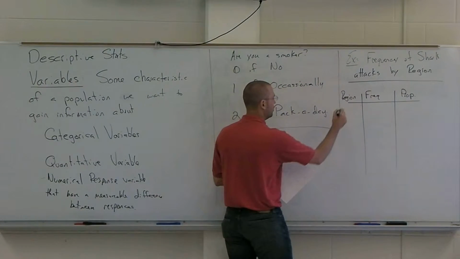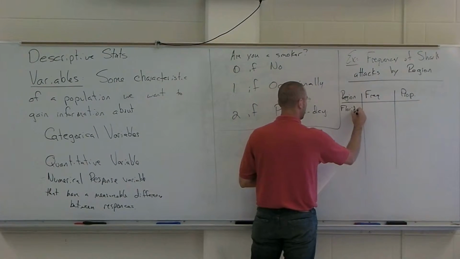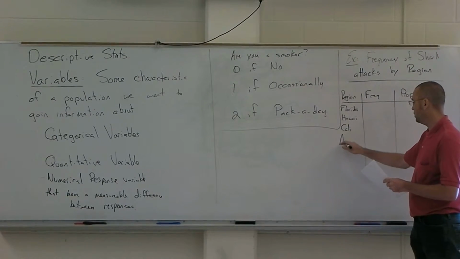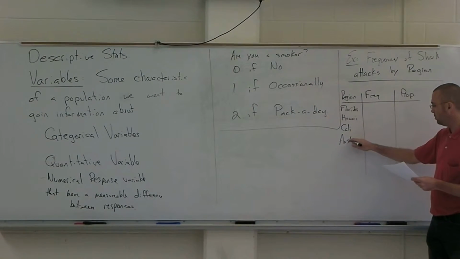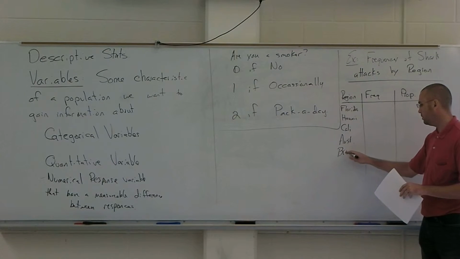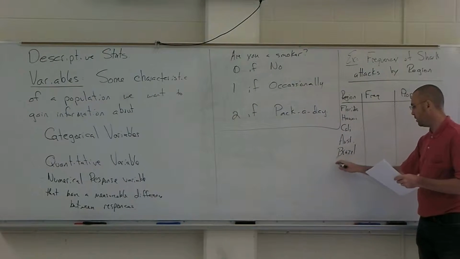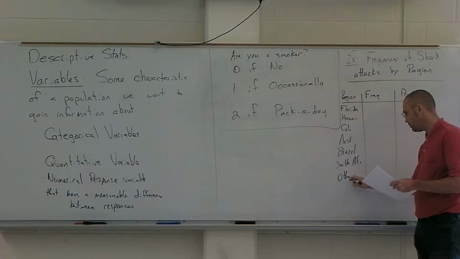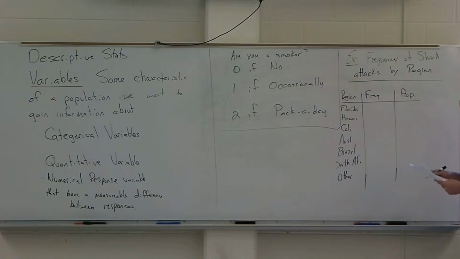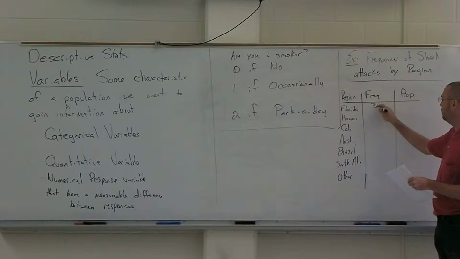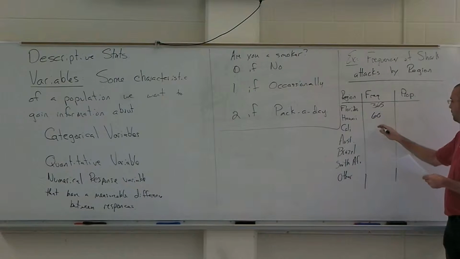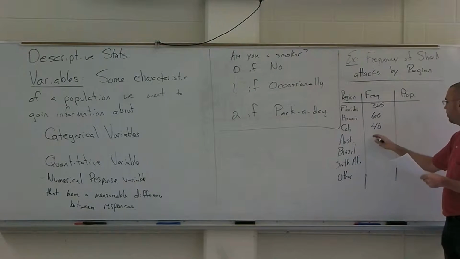Okay. So the regions over here: Florida, Hawaii, California, Australia, Brazil, South Africa, and other. Okay, so these are the regions. The frequency of attacks in each region, and this is data from, I think, 2002 or something like that. So fairly accurate data, not just making all of this up.